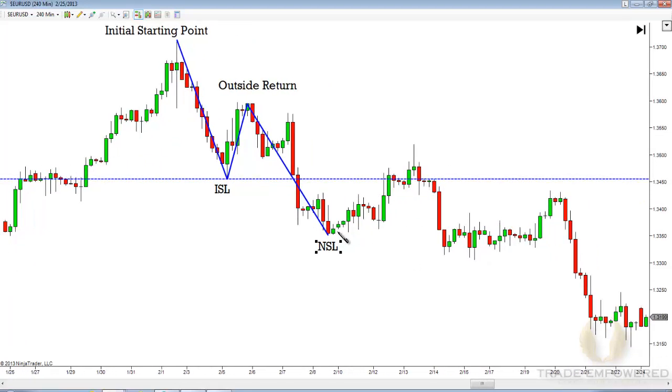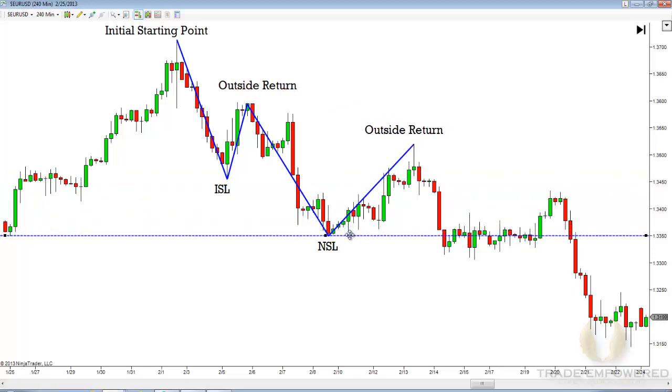And you can see how the process continues. We get our outside return right here. We can drag our line down to our previous structure low. You can see the market comes down. What do we get on this red candle right here? We get a lower low, lower close. As soon as we get that, we can then say that we have a new structure low and that we expect our bearish trend to continue.